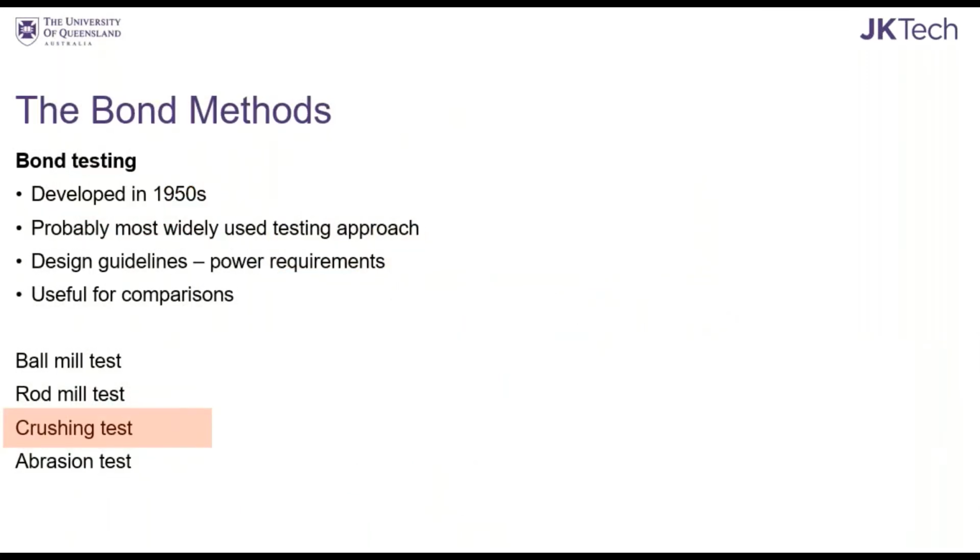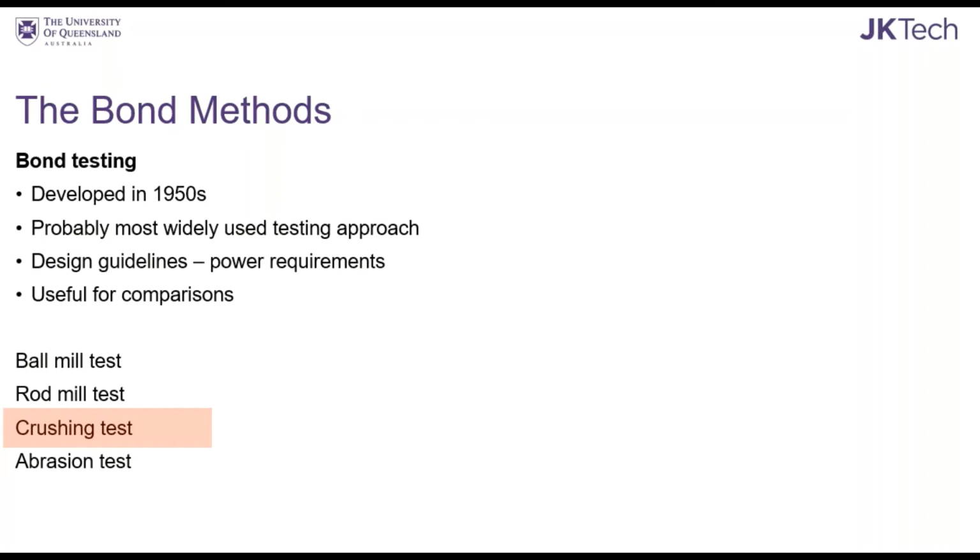Moving on to the Bond crushing test. Again, this is used to calculate the crushing net power requirement when sizing a crusher. It's still relatively widely used, I guess, but there are a couple of other methods we'll see in the following slides that you can also use to size crushers.